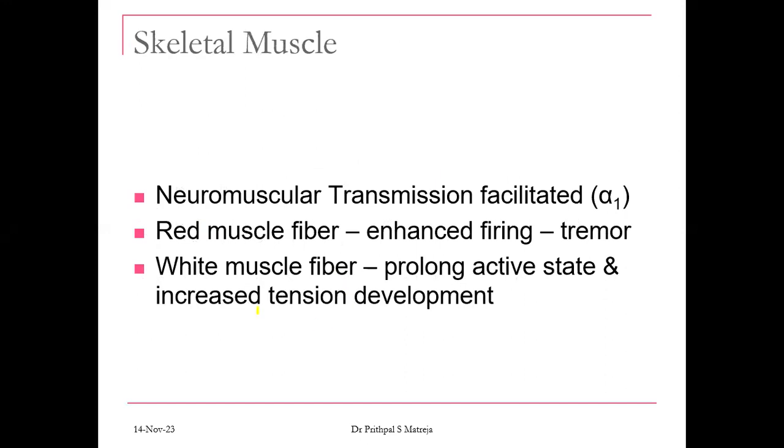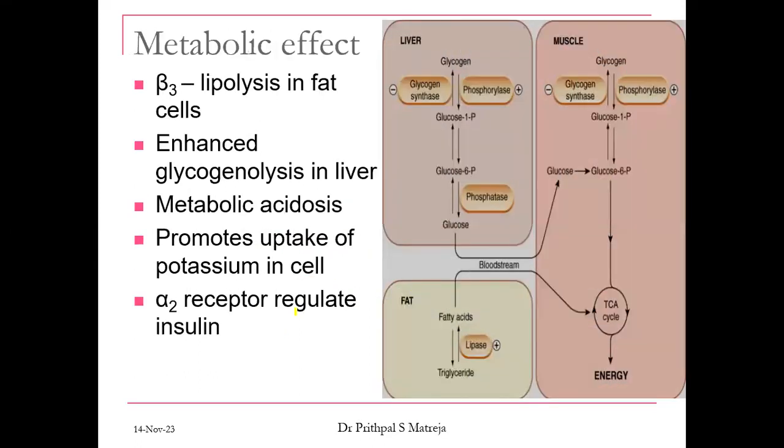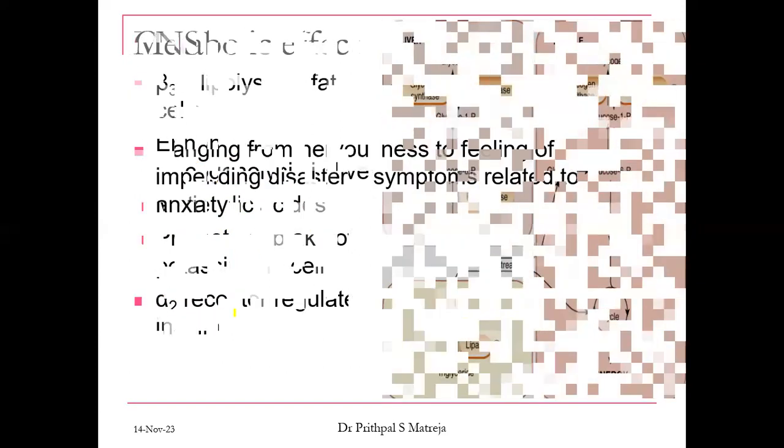In the skeletal muscles, it tends to increase the neuromuscular transmission, and in the red muscle fiber, it causes enhanced firing, thereby leading to tremor, whereas in the white muscle fiber, it prolongs the active state and increases tension development. We talk about the metabolic effect. The beta 3 receptors are present in the adipose tissue, causing lipolysis, and it also tends to enhance glycogenolysis. That means they are trying to increase the blood glucose level and decrease the glycogen level. They cause metabolic acidosis, they promote the uptake of potassium, and alpha 2 receptors also regulate insulin.